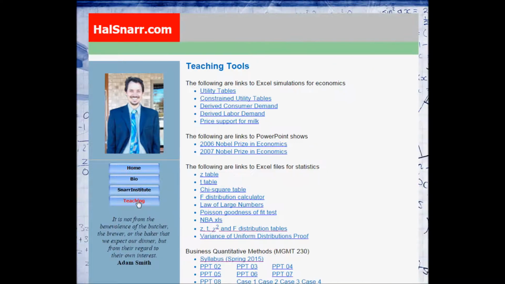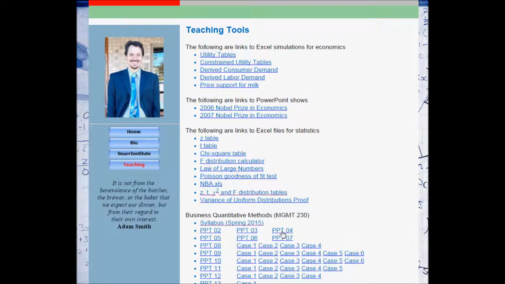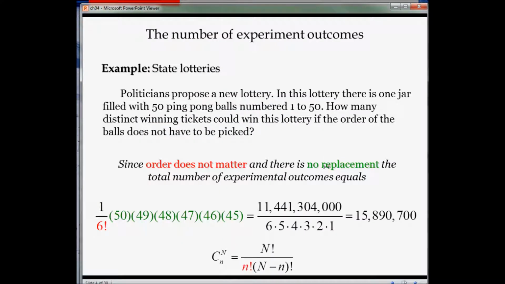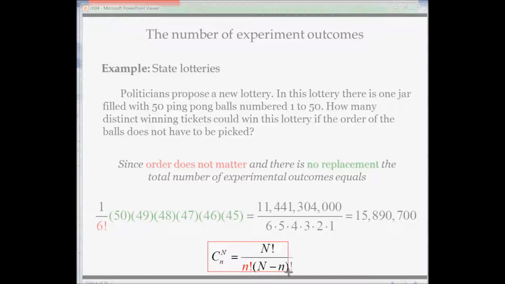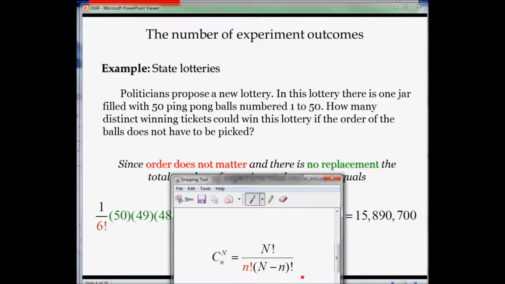We can access the combinations formula by going to my teaching website and then scrolling down to PowerPoint 4. After we open that up, we see an example of an application of the combinations rule. The equation that we want to use is right here. So I'm going to copy this equation into Excel.